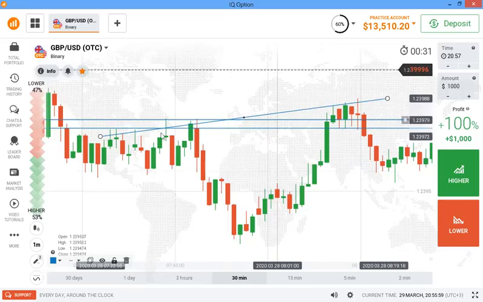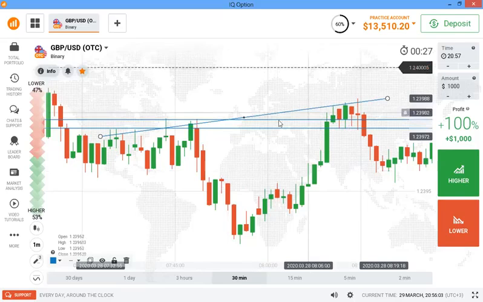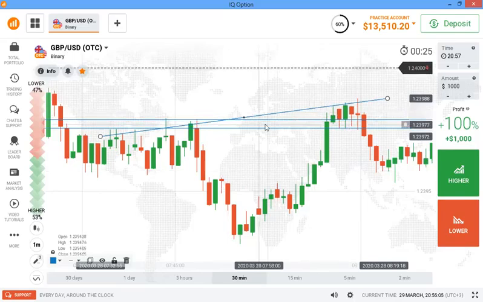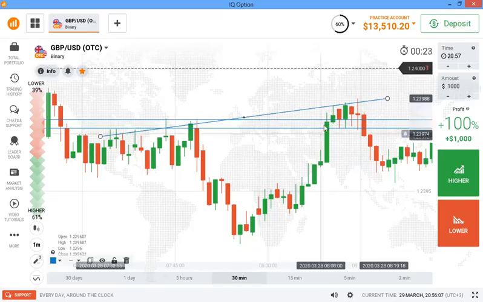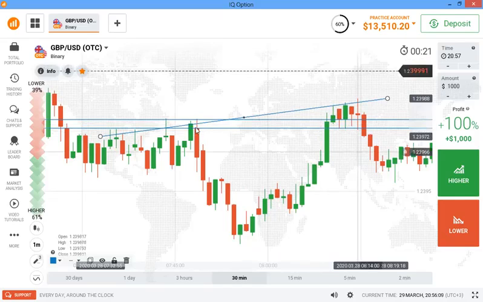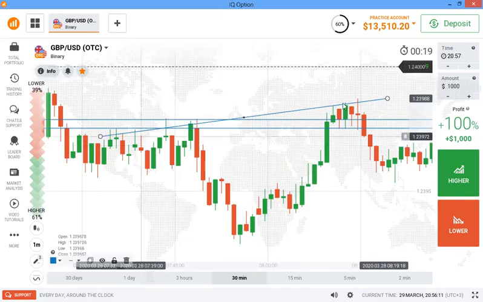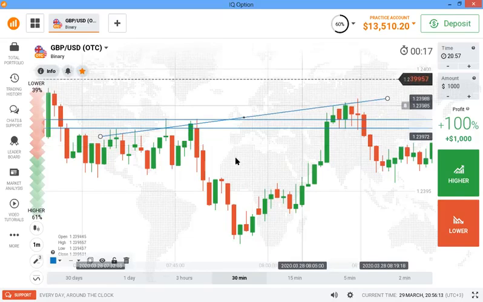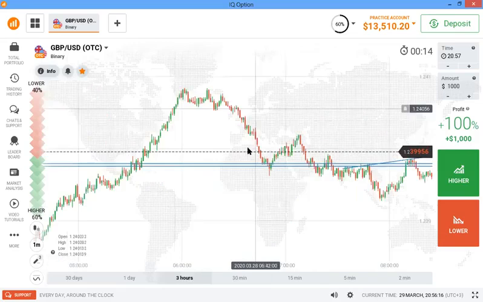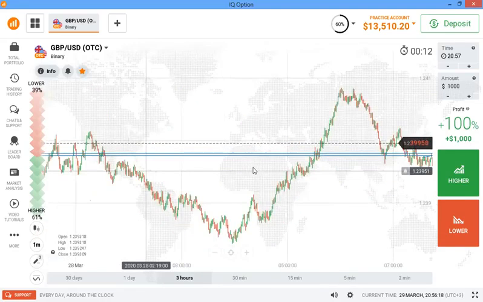Most of the time, the market will fake you, will trick you, telling you that this is a horizontal area where you place your trade. That means they are expecting the market to do that, but the market is not moving in that direction. So observing the market direction is very important in trading.